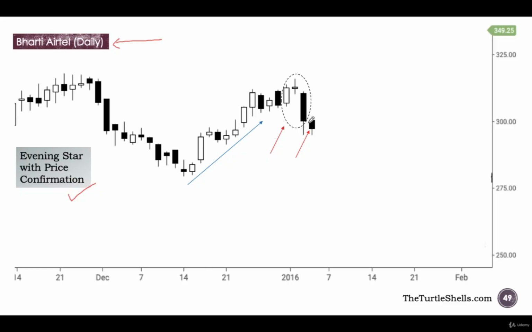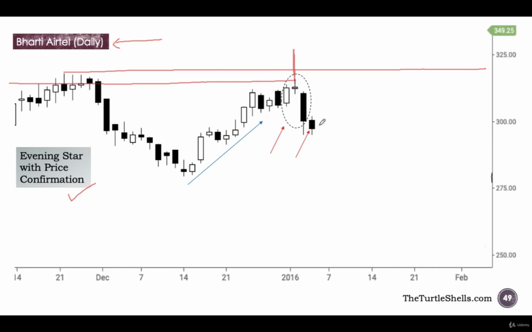This oval dotted oval marks an evening star. Very nice evening star there. The black candle is very aggressive. But the problem is it's not confirming any prior resistance. Yes, this is a resistance, fine, but it's above that. I would not say this is resistance. If this candle would have been like this, probably I would say it's confirming prior resistance. But I wouldn't say that this is exactly confirming that resistance. I wouldn't be confident in saying that. Since I would not be confident in saying that this has respected that resistance, I would wait for one more day.